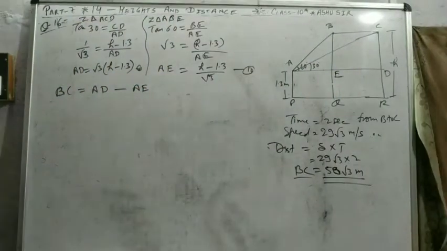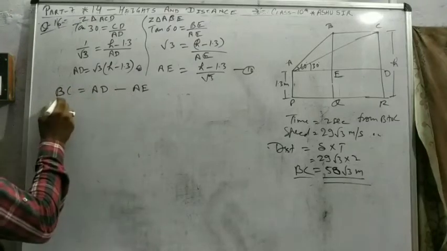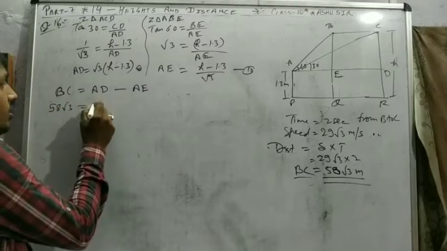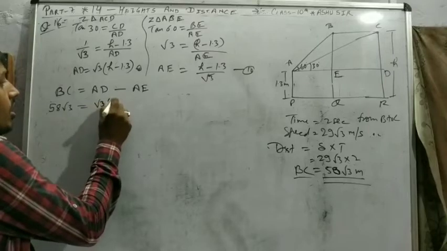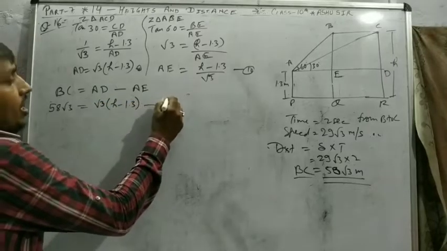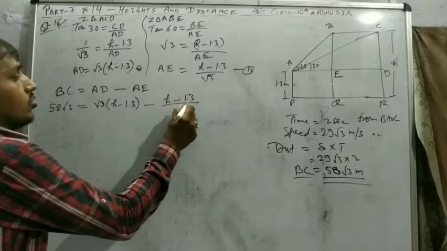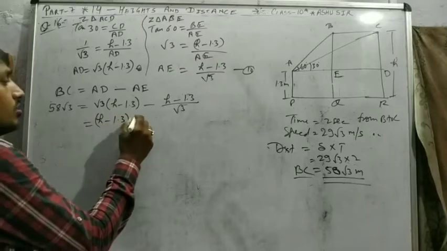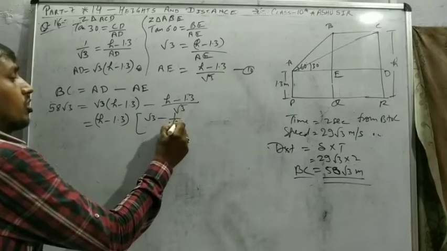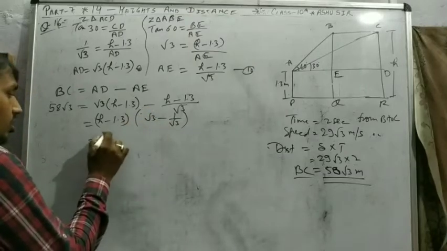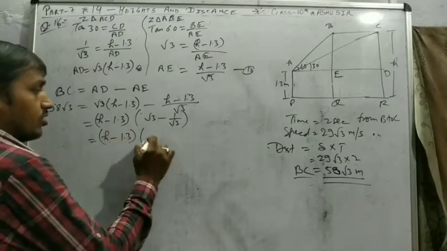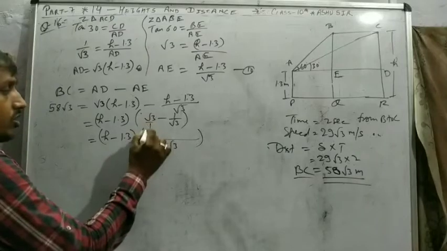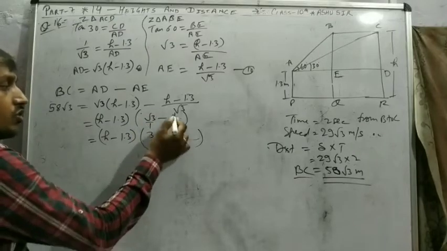So then put the value of BC, 58√3. AD is √3 H minus 1.3, AE is H minus 1.3 upon √3. H minus 1.3 is common. √3 minus 1 upon √3 is the same as... take the LCM here. So √3 LCM upon 1, √3 into √3 is 3, 1 into 1 is 1.